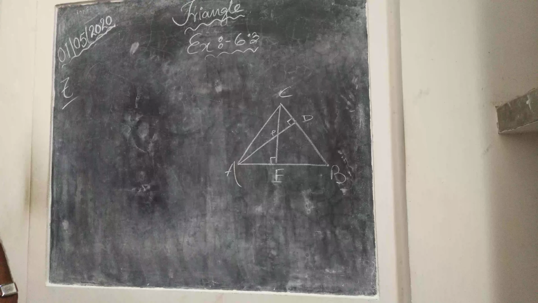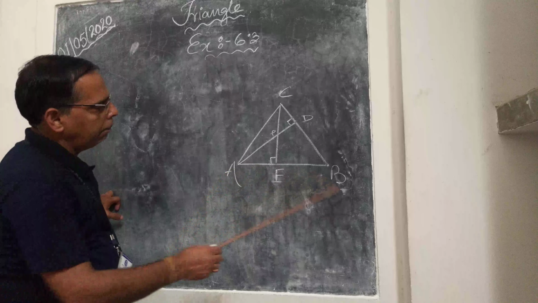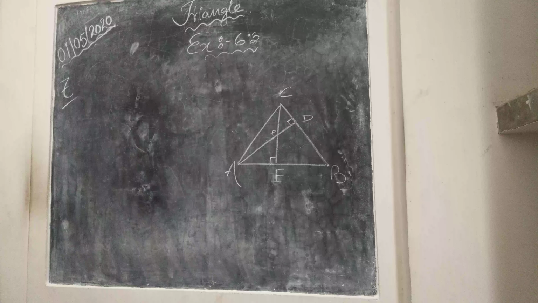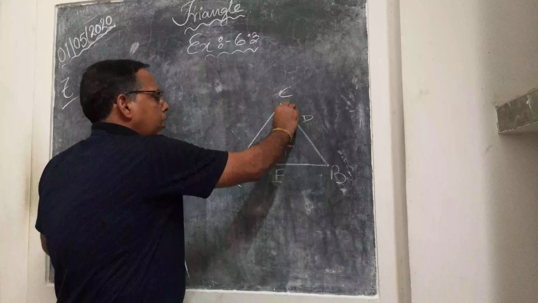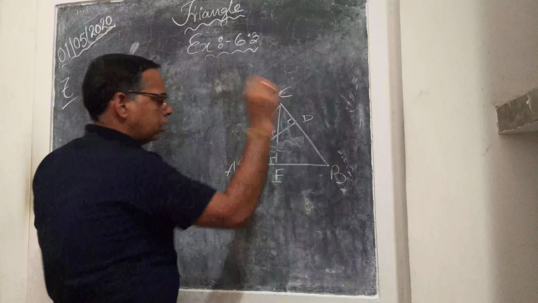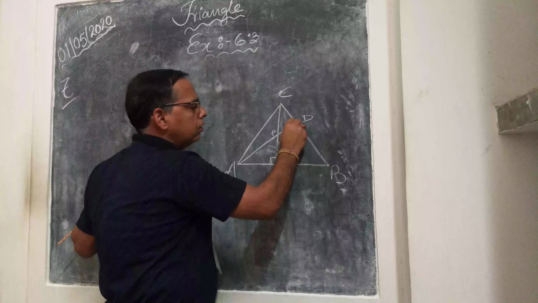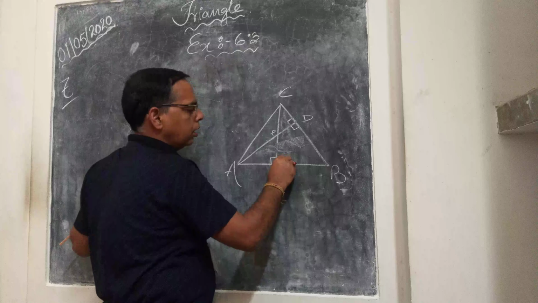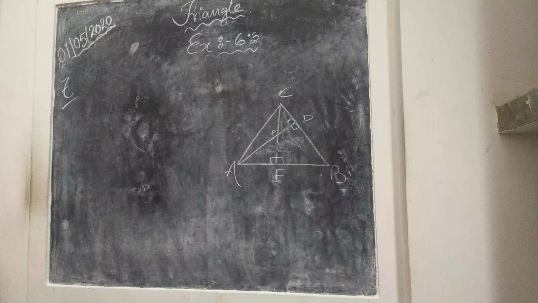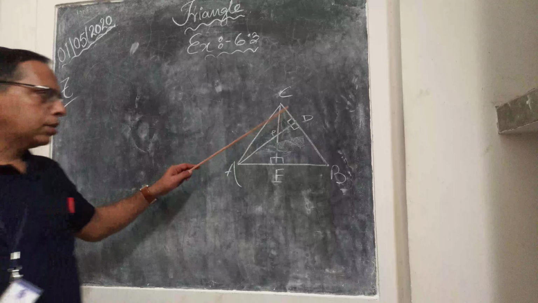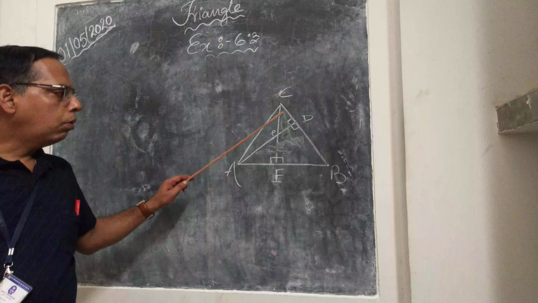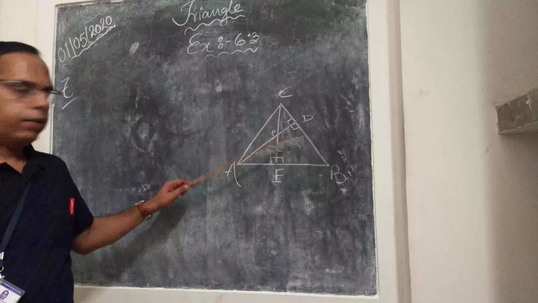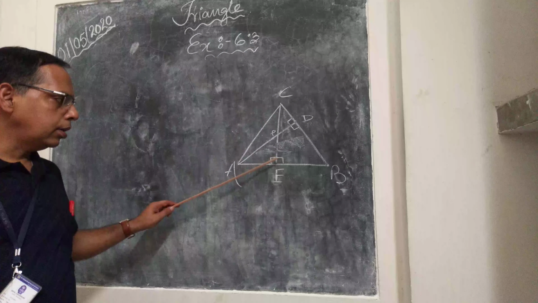Next, let's see. Triangle ABD, and then triangle CBE. That means this triangle and this triangle. Clear? Now if this is 90 degree, that means this is also 90 degree, this is also 90 degree. What is the reason? The reason is linear pair. Because if the sum of measures of two adjacent angles equals 180 degree, they form a linear pair. Okay. So this is 90 degree, this is also 90 degree, this is 90 degree, this is also 90 degree.